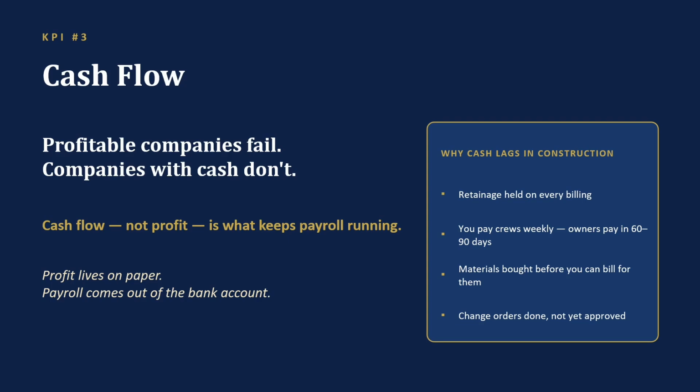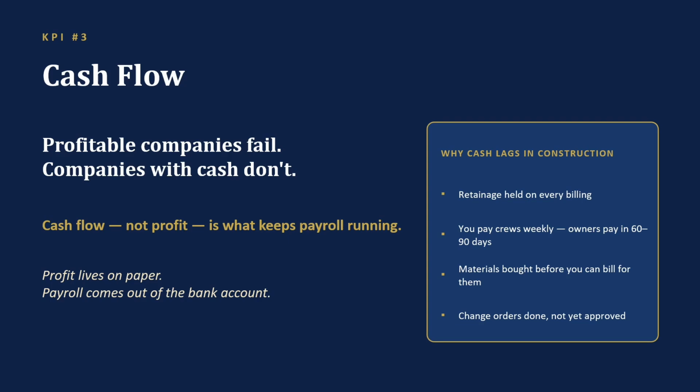KPI number 3 is the cash flow. And here's the sentence I want you to remember. Profitable companies fail. Companies with cash don't. Because cash flow, not profit, is what keeps payroll running. Profit lives on paper. Payroll comes out of the bank account.